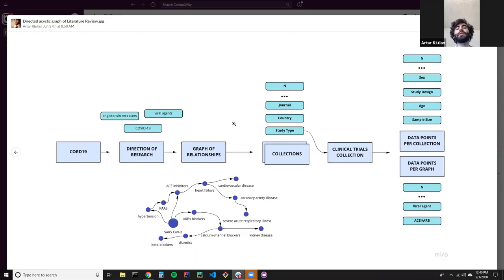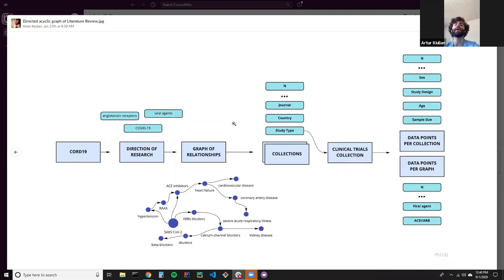And then the second part is data points per graph. So these are the data points that are specific to the direction of research. So if you're looking into angiotensin receptors, most probably you would be interested in seeing a column that is ACE slash ARB. And I have no idea what that means, but I've observed that in literature reviews when it comes to ACE receptors and the angiotensin system. So the idea here is that we go from the broad CORD-19 to narrow, which is keywords, and then broad again with a subset of CORD-19 and medical ontologies, and then we narrow it again with collections.